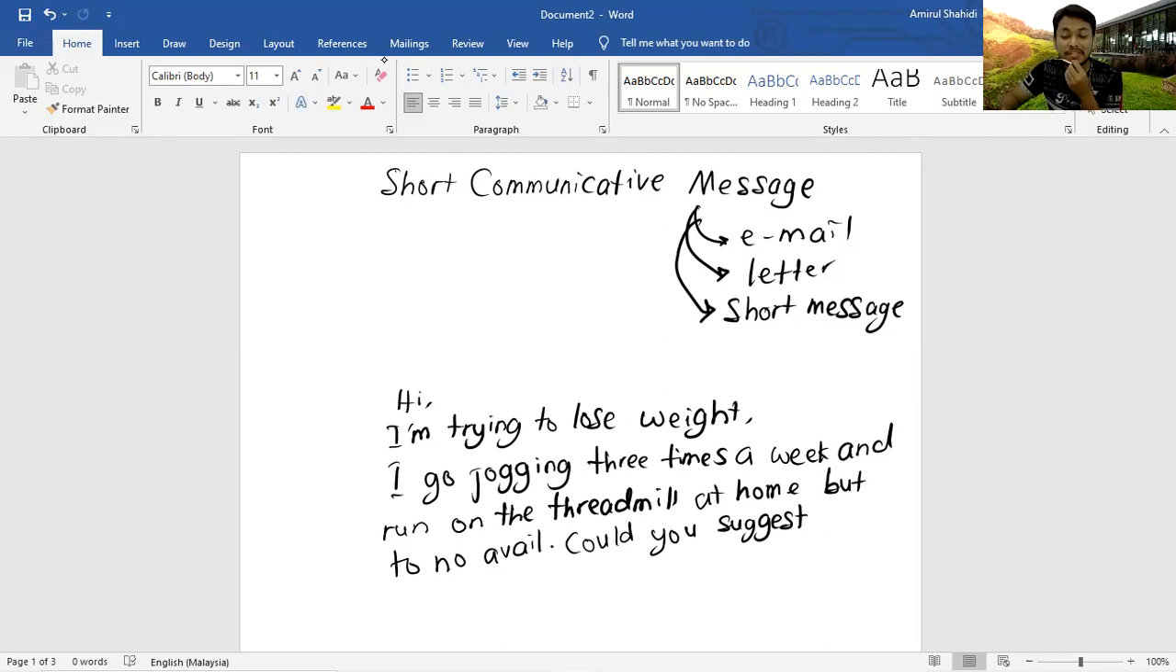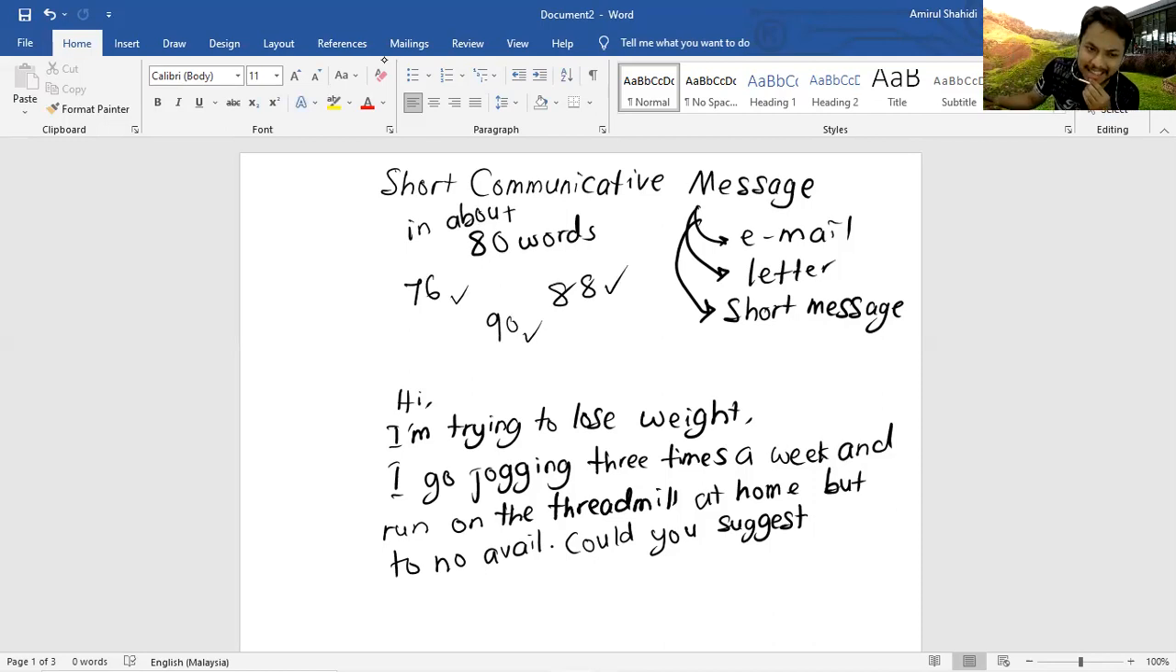Yes. The limitation for short communicative message is 80 words. Now, this is the trick, Farhani. That's a good question. It says in about 80 words, an approximation. So it can be 76, okay. 88 is okay. 90 is also okay. So make sure it's within the range. Oh my god, 130, 100. Okay, that's a good question.